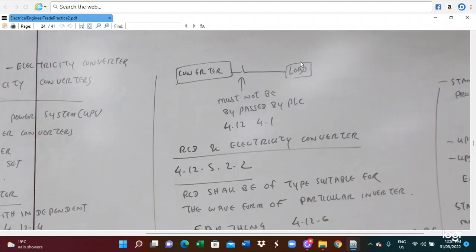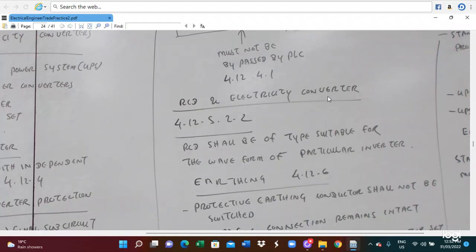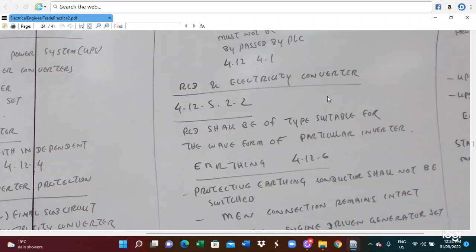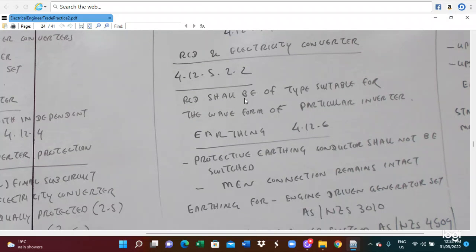So here is a converter, this is the load. In this case, it must not be bypassed. Where you have the connection between the converter and load, they must not be bypassed. So this is clause 4.2 and 4.1. RCDs, residual current devices, need to be utilized with the electricity converter. They are mentioned in clause 4.12.5.2.2 of AS/NZS 3000. The RCD must be of a type suitable for the waveform of the particular inverter.